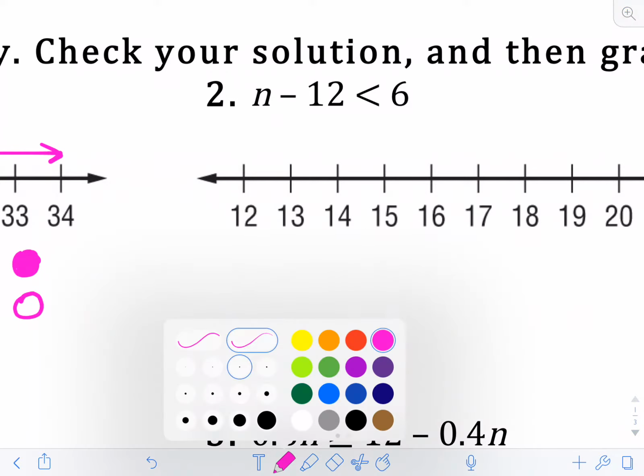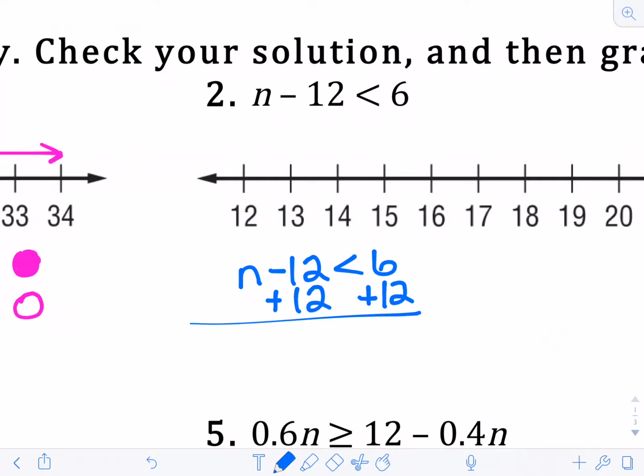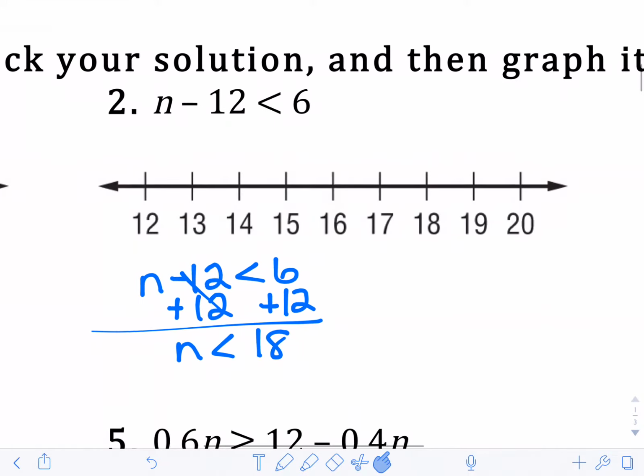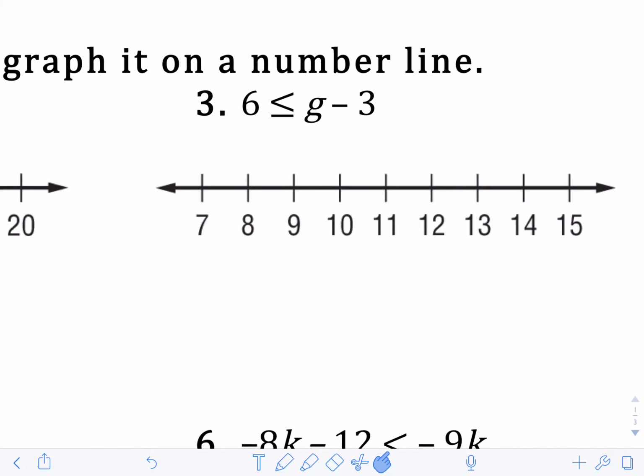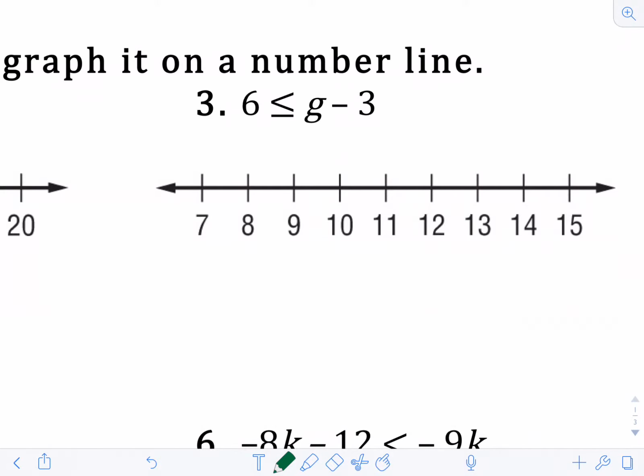Number 2. Okay, so for number 2, we have n minus 12 is less than 6. We're going to solve for n, so you want to add 12 to both sides. So you have n is less than 18. Alright, so we are at the number 18. It will be an open circle because it is not equal to. And then since it says n is less than 18, we are going to draw our arrow to the left because it is less. Again, you can always pause this and rewind it. Watch as many times as you need to.